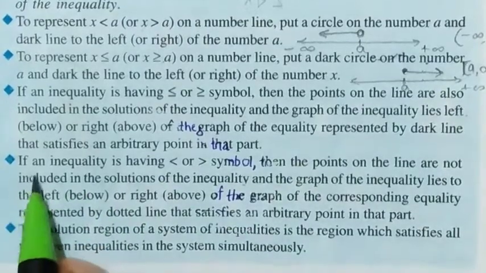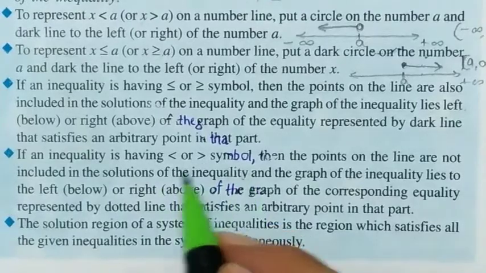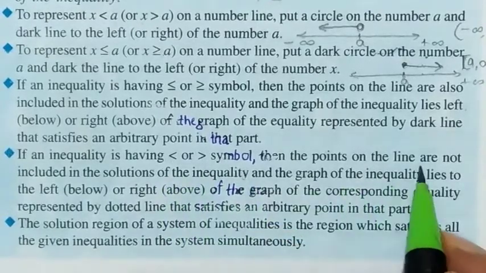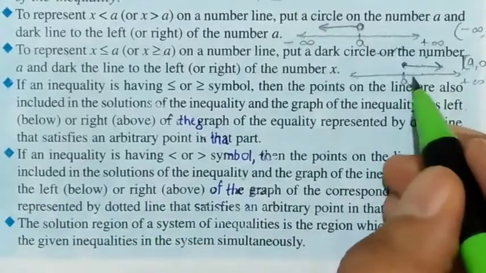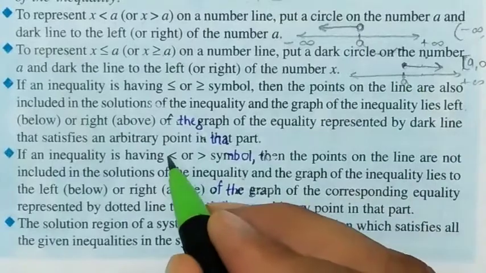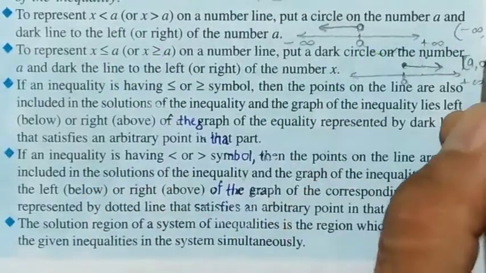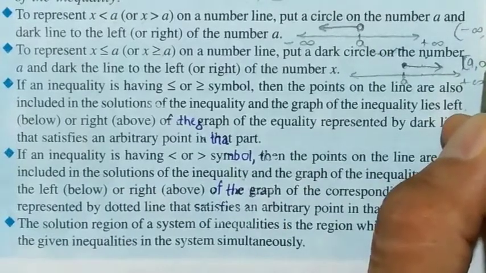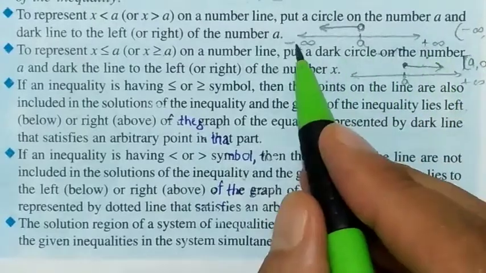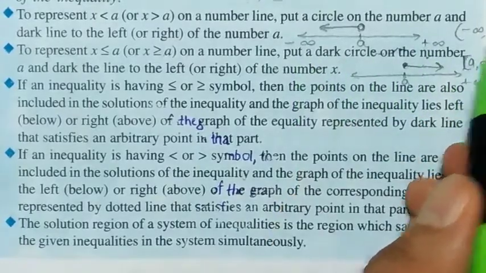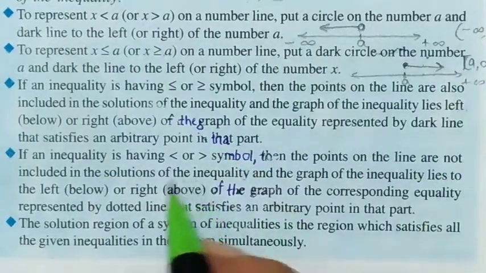Next point, if an inequality has a less than or greater than symbol, where equality is not there, then the points on the lines are not included in the solutions. Meaning the point on that line, like x less than a, we will not include this a; it is excluded here. Except a, meaning less than a up to minus infinity, but a is not included. So in the case of less than or greater than, we don't include the point.